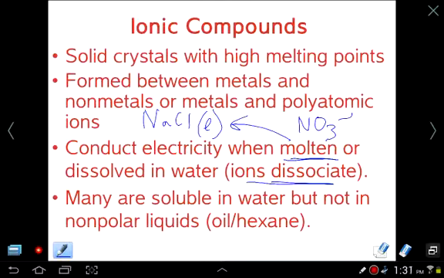Many ionic compounds are soluble in water. Actually, water is a very good solvent for these, but they're not soluble in nonpolar liquids. And we'll get into nonpolar substances later on. But nonpolar simply means it has a different arrangement of electrons around the outside of the molecule. So it does not match the arrangement of ionic substances. That's why it does not dissolve.